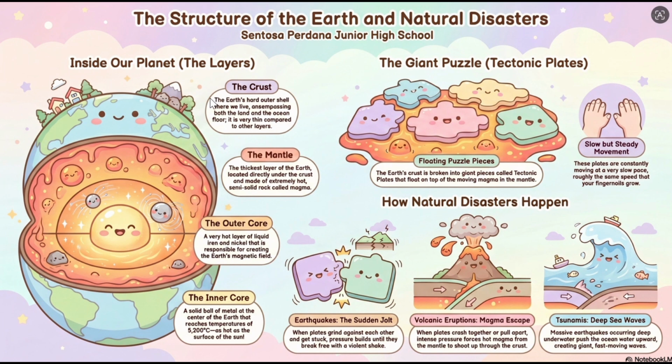Inside our planet, we have four layers. The first is the crust, then the mantle, the outer core, and the inner core. The crust is the Earth's hard outer shell where we live. The mantle is the thickest layer of the Earth, located directly under the crust. The outer core is a very hot layer of liquid iron and nickel. And the last, the inner core, is a solid ball of metal at the center of the Earth.